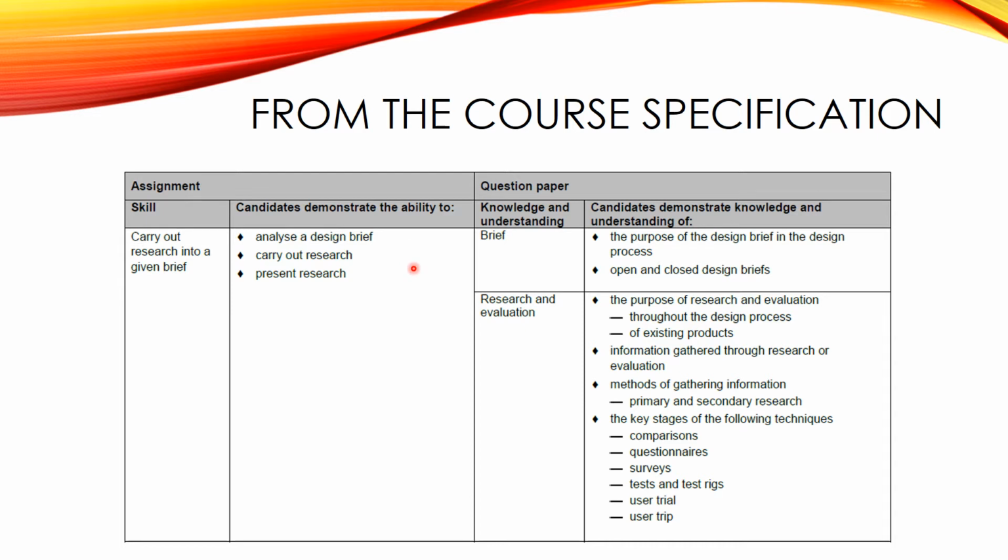So although it looks fairly brief, in the assignment section we're only asked to carry out and present research. Obviously that's quite an expansive section, and really it's all of the areas listed here in the question paper section that are going to allow us to complete these sections in the assignment. So we need to carry out and present research, and the methods that we're going to use are the ones we're going to learn about for the question paper, listed here on the right hand side. And that's what we're going to cover in today's lesson.